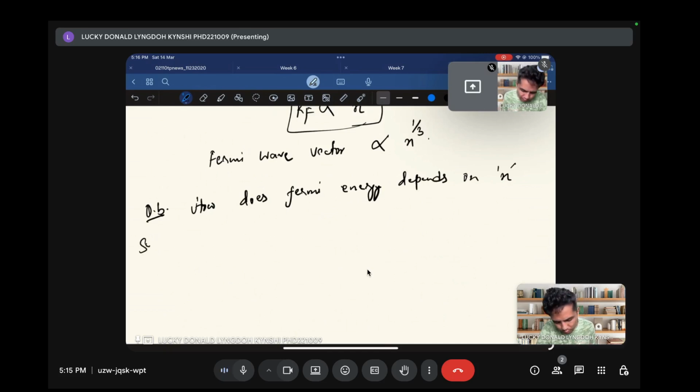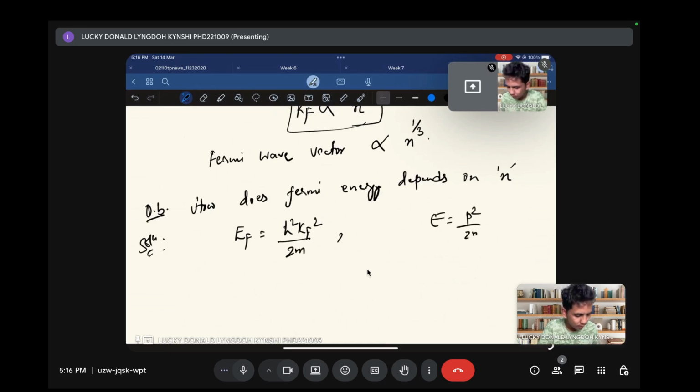So here also, if you have to calculate the Fermi energy, you simply use this formula: EF is equal to what? h bar square kf square by 2m. How do you know this formula? You know that E is in fact p square by 2m, right? This is the energy, and momentum in terms of k gives h bar square k square by 2m.